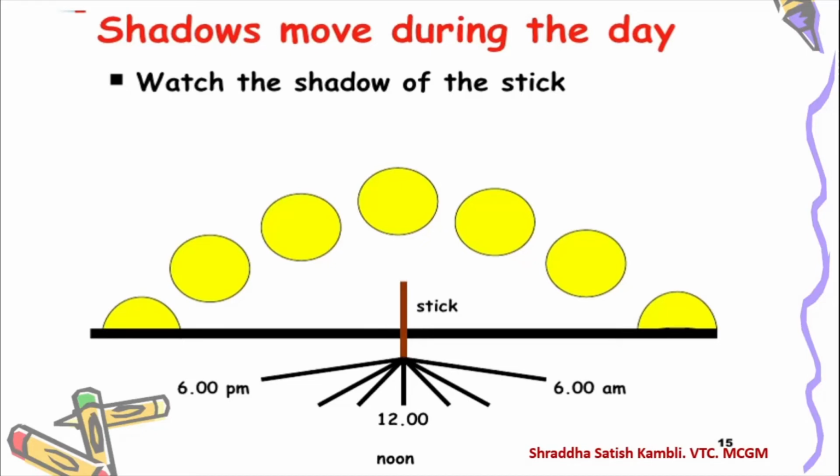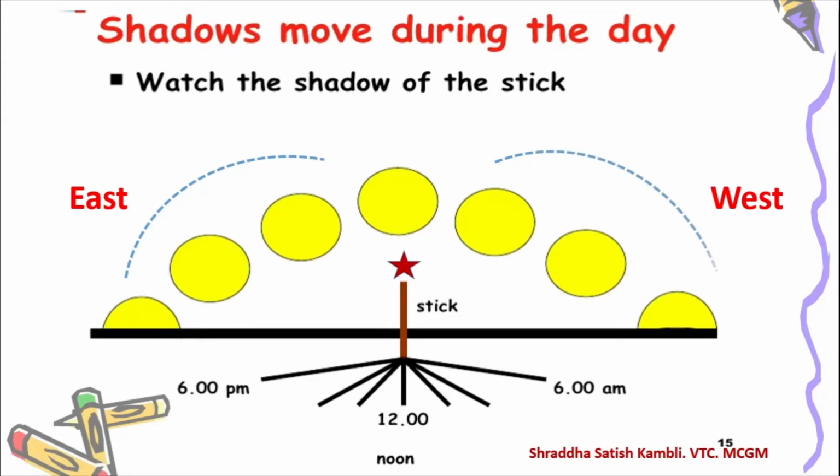So watch the shadow of the stick. So where is the stick? Here we have the stick. Okay, and here we have the sun. This is just one sun. It is rising in the east. Okay, and it will set in the west. That means this sun, it will start rising from here in the east. Alright, it will be overhead here at noon, and then after noon it will start setting, that is, it will start going away from us.